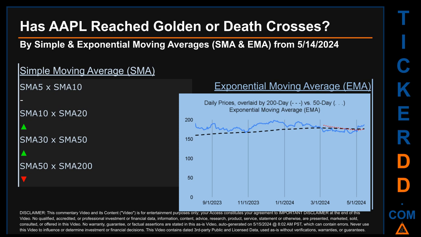For simple moving average, by comparing 50 to 200 days, we found a bearish death cross signal because the 50-day SMA crossed below the 200-day. Continuing with SMA, we looked across the 5 to 10, the 10 to 20, and the 30 to 50-day ranges to see if golden and death crosses had been reached. We found golden cross signal for the 10 to 20, the 30 to 50. We could not find either golden cross or death cross signal for the 5 to 10.